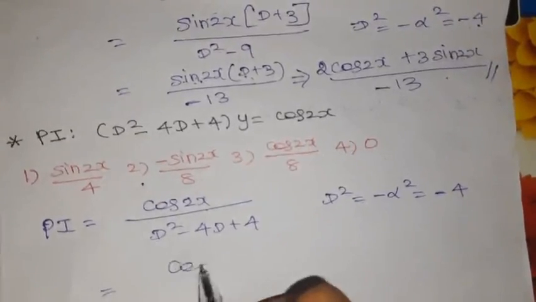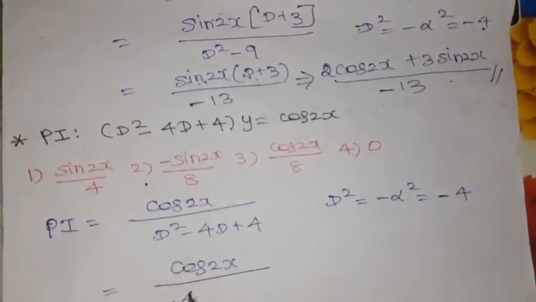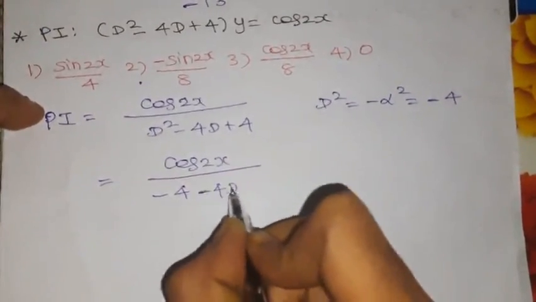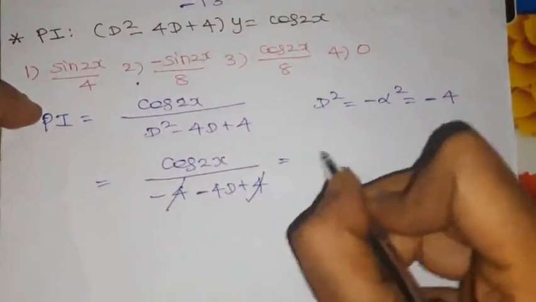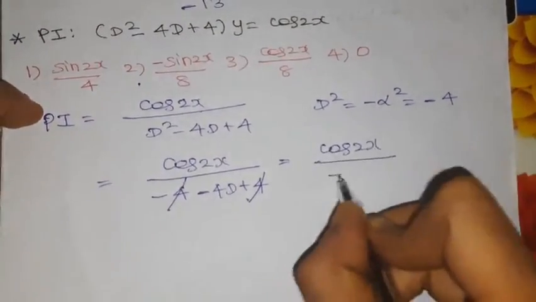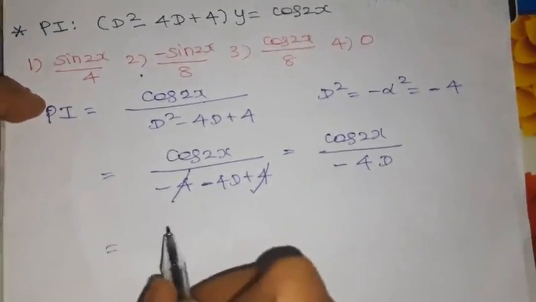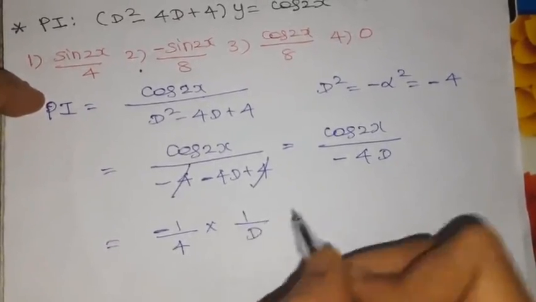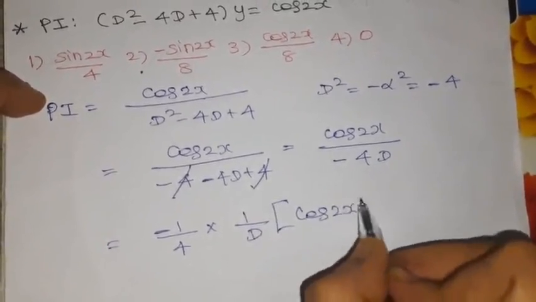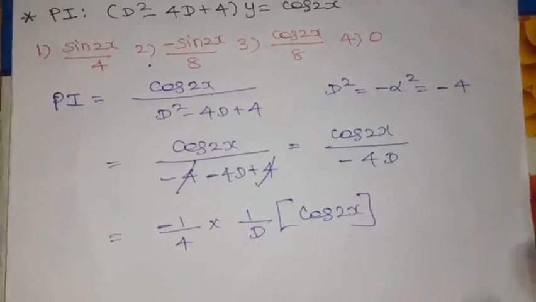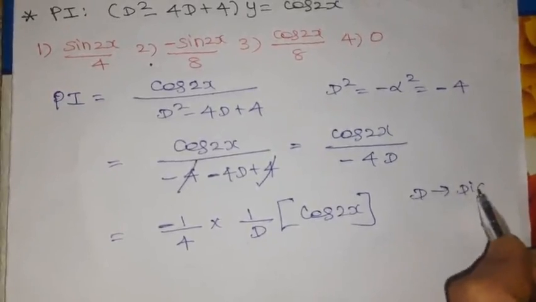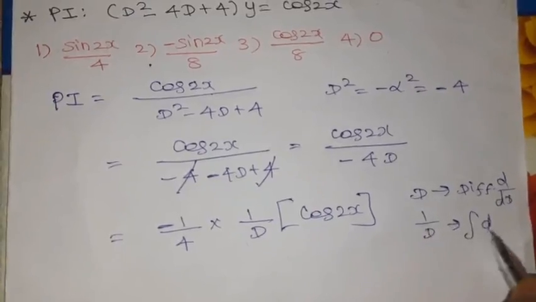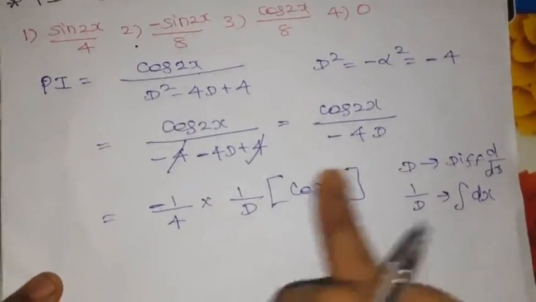Just substitute minus 4 here: minus 4 minus 4d plus 4. So, this and this get cancelled. What we will get? Cos 2x by minus 4d. So, I can write like this, right? Minus 1 by 4 into 1 by d into cos 2x. So, d represents differentiation, d by dx. 1 by d represents integral dx, integration. Okay, so we need to integrate this term.